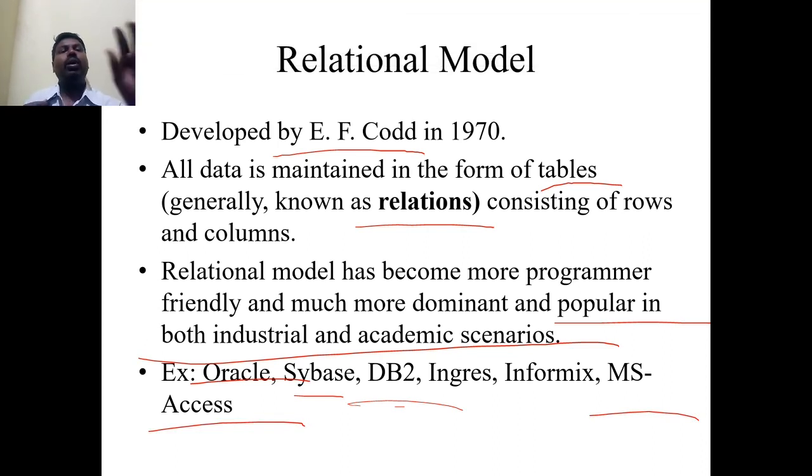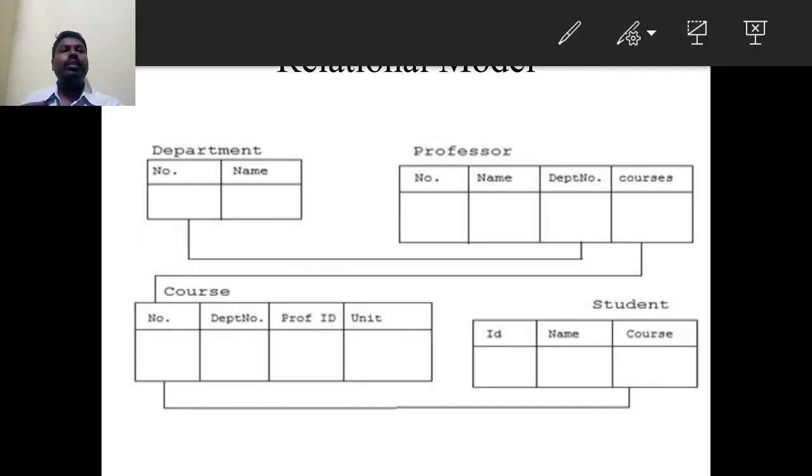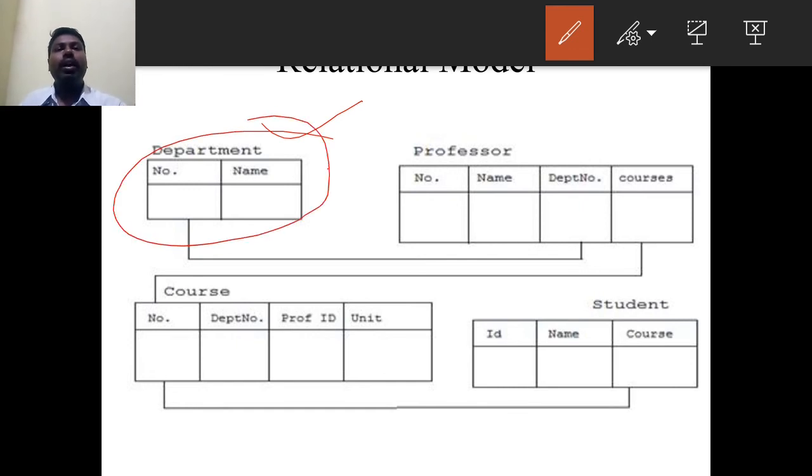So too simple. What does relational mean? Relational means table. So all the data are organized in the form of tables. You can see this example, department. The department is represented in the form of a table. How many columns? There are two columns, number and name.